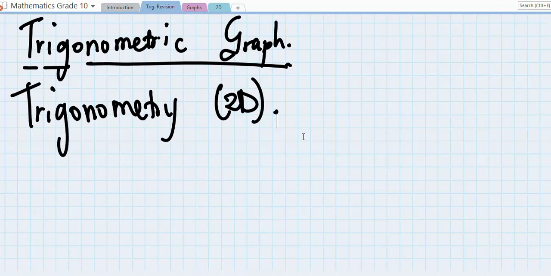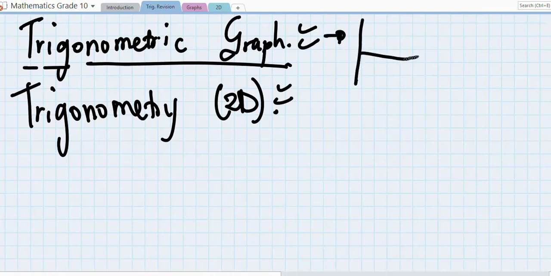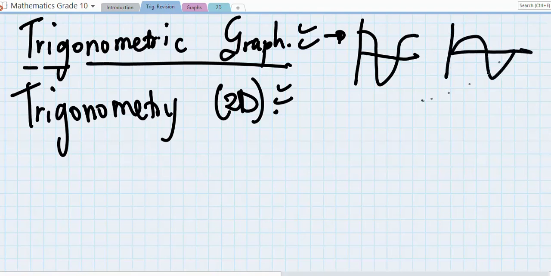Here I have a video for you about trigonometric graphs. In this video, we are going to talk about trig graphs, of course, and I want us to talk about trig in 2Ds. So let me start with graphs. What do we mean by trig graphs? Obviously, we are talking about the cosine graph, the sine graph, the tangent graph, that weird one.